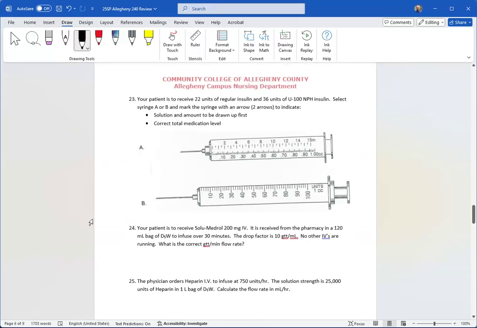In case you see this again, remember, they're going to ask you questions where you have to look at your regular insulin and then your NPH. So the solution amount to be drawn up first, 22 units of regular first. And then the total is just adding those up. So that's 58 total.